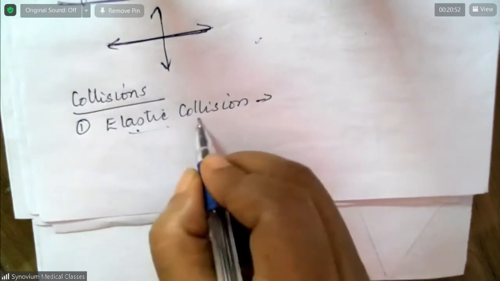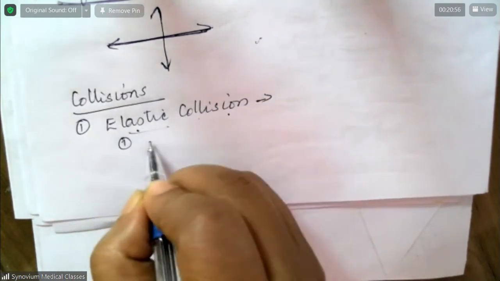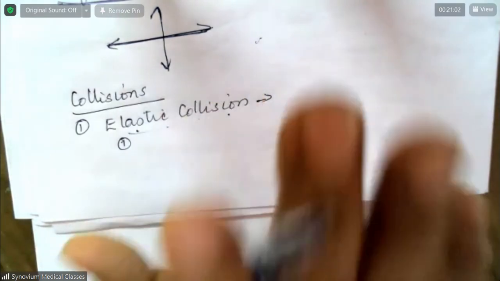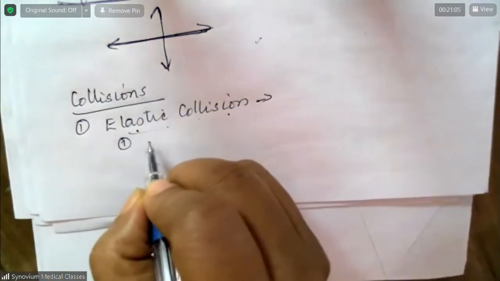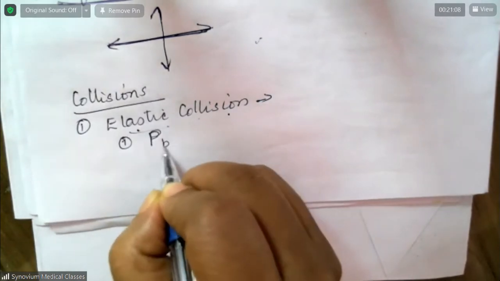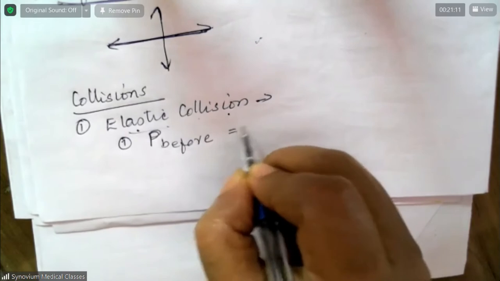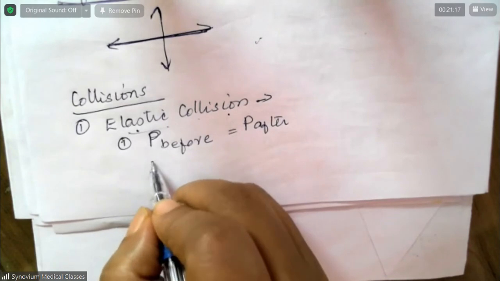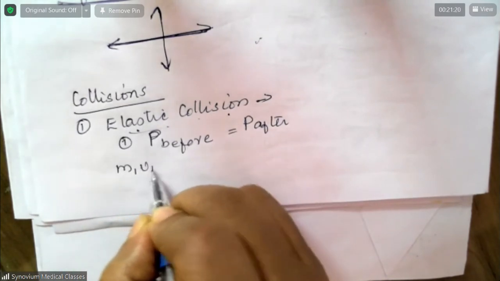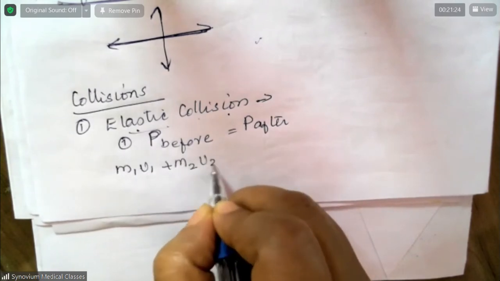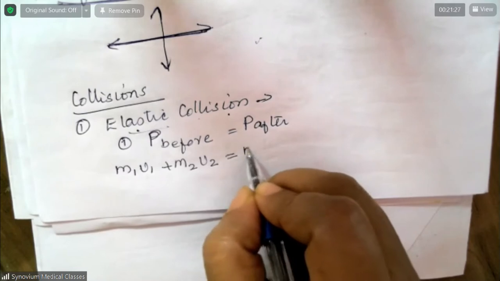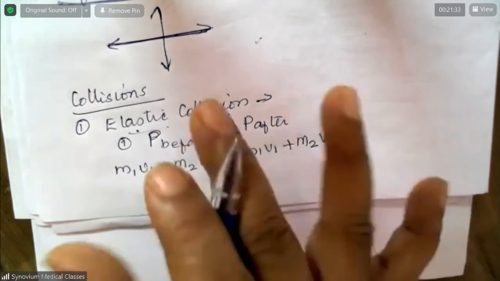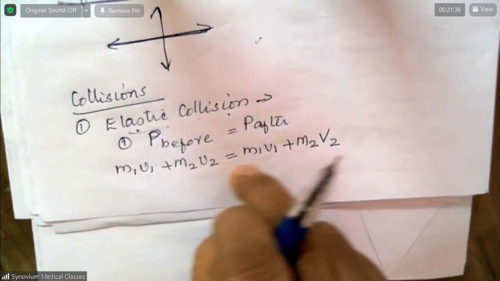In elastic collision, number one, in all collisions, the law of conservation of momentum is applied. That means momentum P before is equal to momentum after. If M1 and U1 is the initial mass and velocity, then you get M1 U1 plus M2 U2 is equal to M1 V1 plus M2 V2. In one direction, how will you specify in one direction?